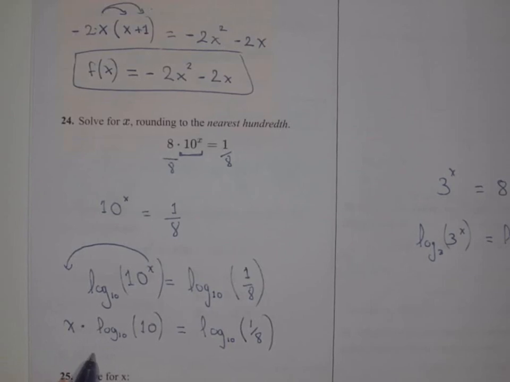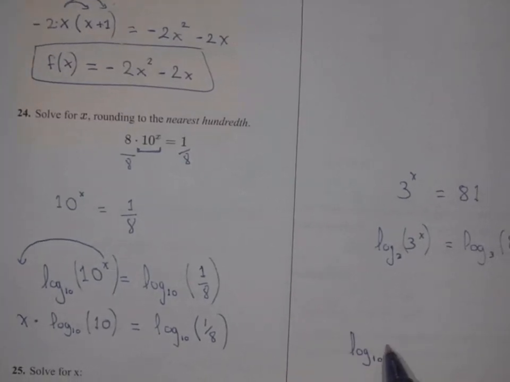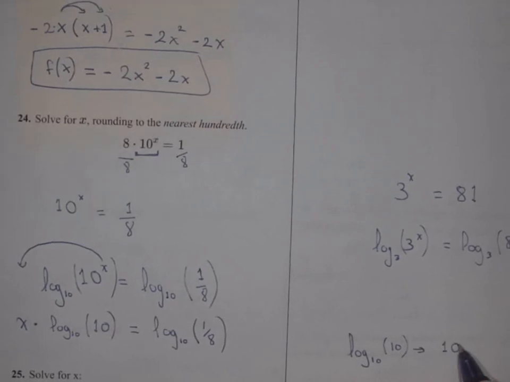So then I have a log base 10 of 10. What this is saying is 10 to what power gives you 10? So what that says, log base 10 of 10 is asking 10, that's 10, to what power, what exponent gives 10?